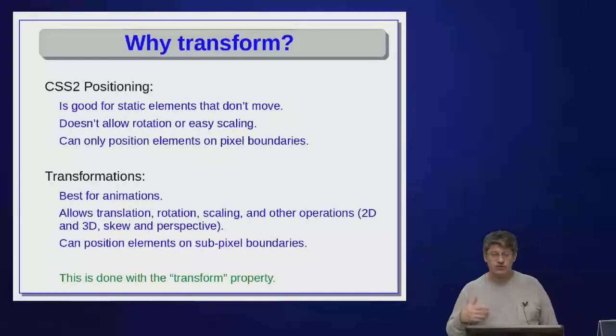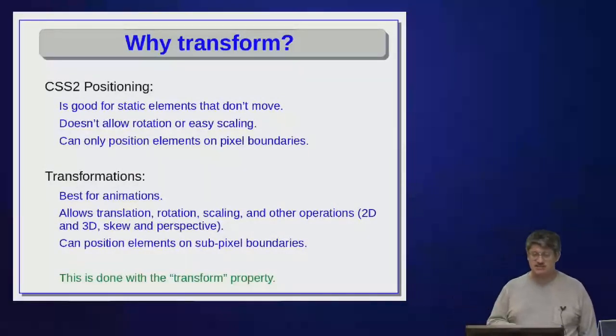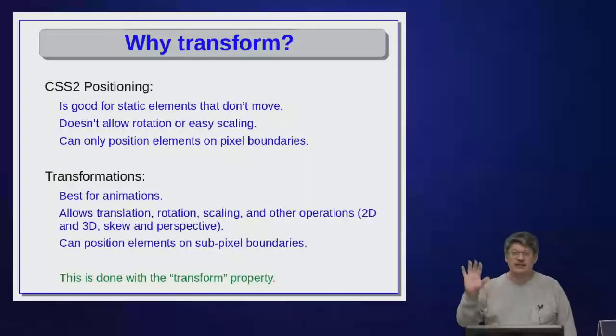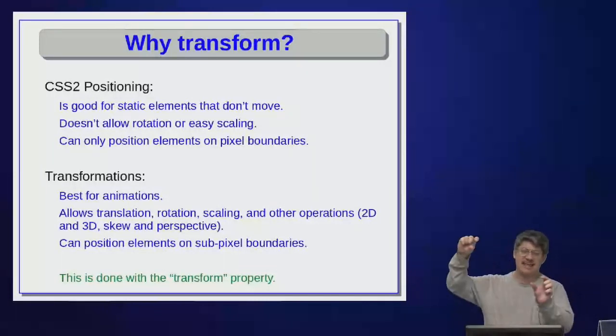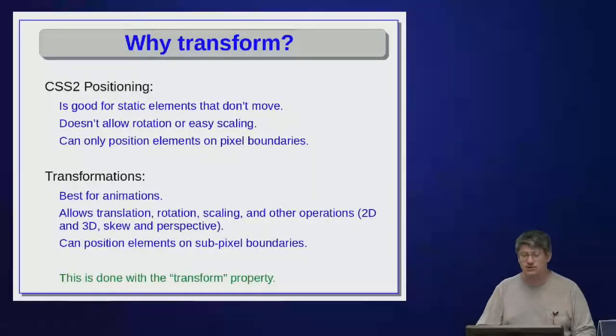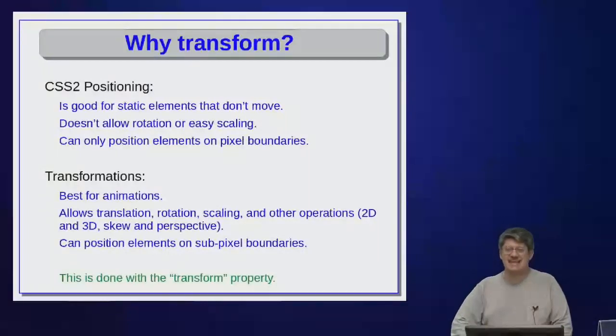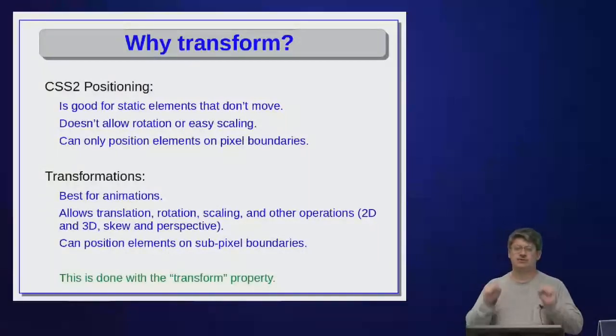So why do we want to use transformations? We could just use CSS2 positioning techniques, which is great for static elements that don't move. But it has a couple drawbacks. First of all, it doesn't allow rotation. So if we want to draw things at an angle, we can't do that in CSS2. It also doesn't allow easy scaling. If we want to be able to draw something scaled up or scaled down, there's no easy way to do that in CSS2.